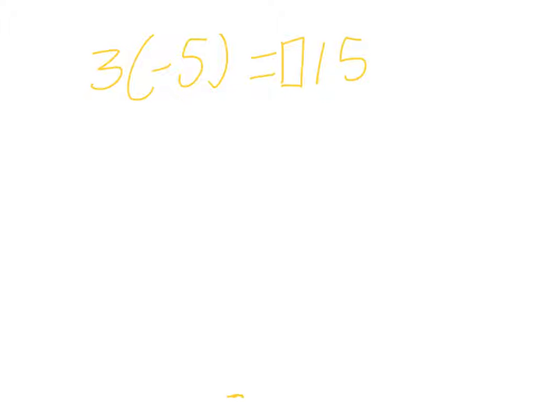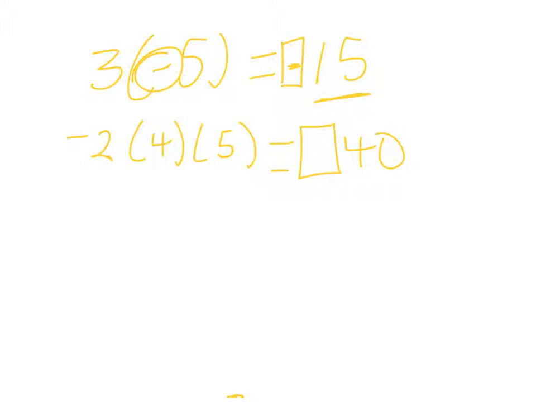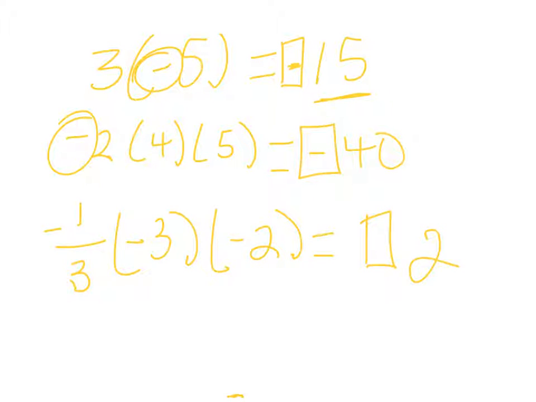So we had 3 times negative 5 equals 15, but what's the sign that would go there? In this case, we are going to have one negative factor, and so the answer would be negative 15. In the next example, we have negative 2 times 4 times 5, and the answer is 40, but what's the sign? Here we have again one negative factor, so that will be negative 40 because that's an odd number. So our answer will be negative because that's an odd number.